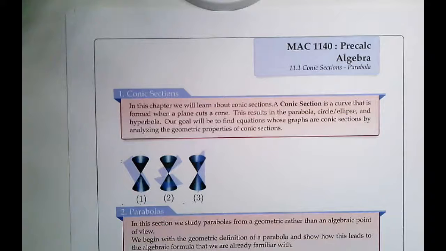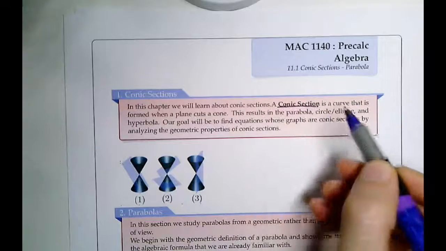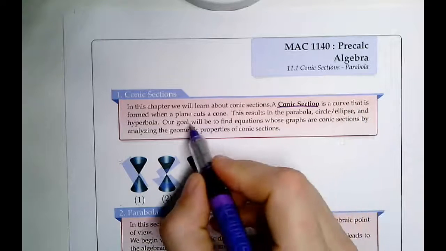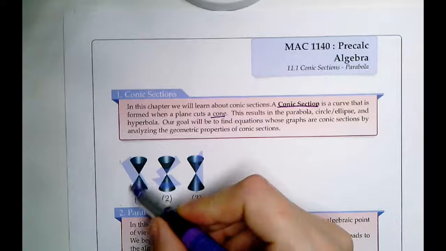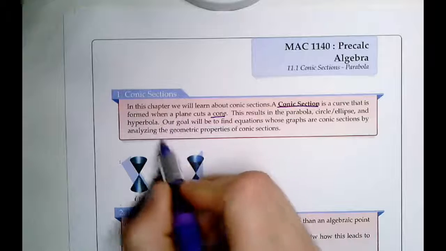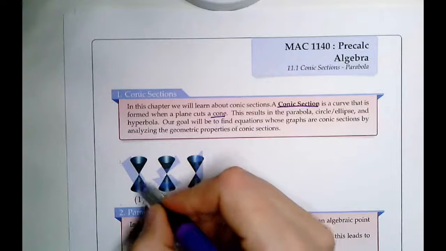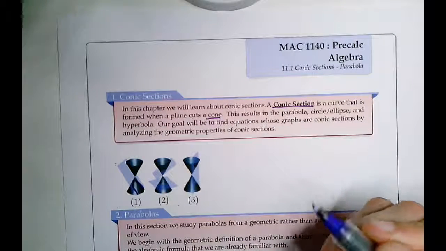We're moving forward. We are going to start chapter 11, which is on conic sections, and we're going to cover a few of them. A conic section is a curve that is formed when a plane cuts a cone. So you have a cone, this is the cone right here, and how can you cut a cone with a plane? So this is a plane. If you see when you cut it, you will have this shape right here, and that's the parabola.